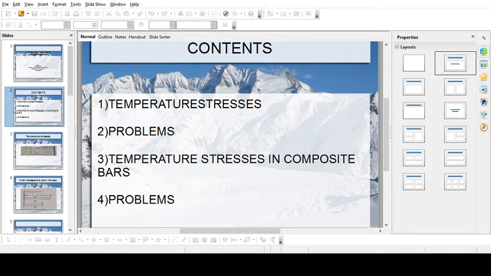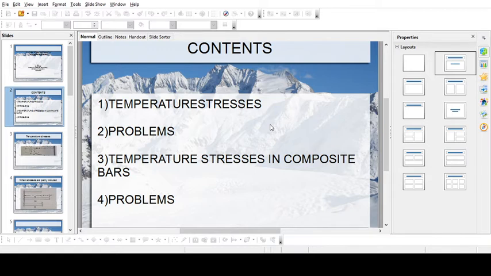For instance, let us take a bar of length L whose cross-sectional area is A. It is heated through a range of T degrees, but its expansion is prevented by the end grips. If you see here, it is prevented by end grips, it is fixed.